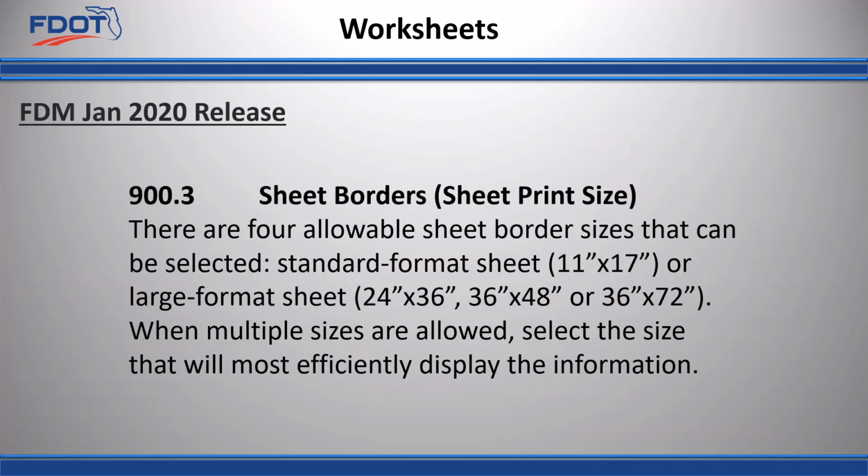The FDM identified four allowable border sizes: the standard 11 by 17 inch and three larger borders, the 24 by 36 inch, the 36 by 48 inch, and the 36 by 72 inch. It states that when multiple sizes are allowed, the designer selects the size that will most efficiently display the information. It is intended that the designer will select the border size to be used, and that the contract plan set PDF will contain varying sizes of plan sheets.